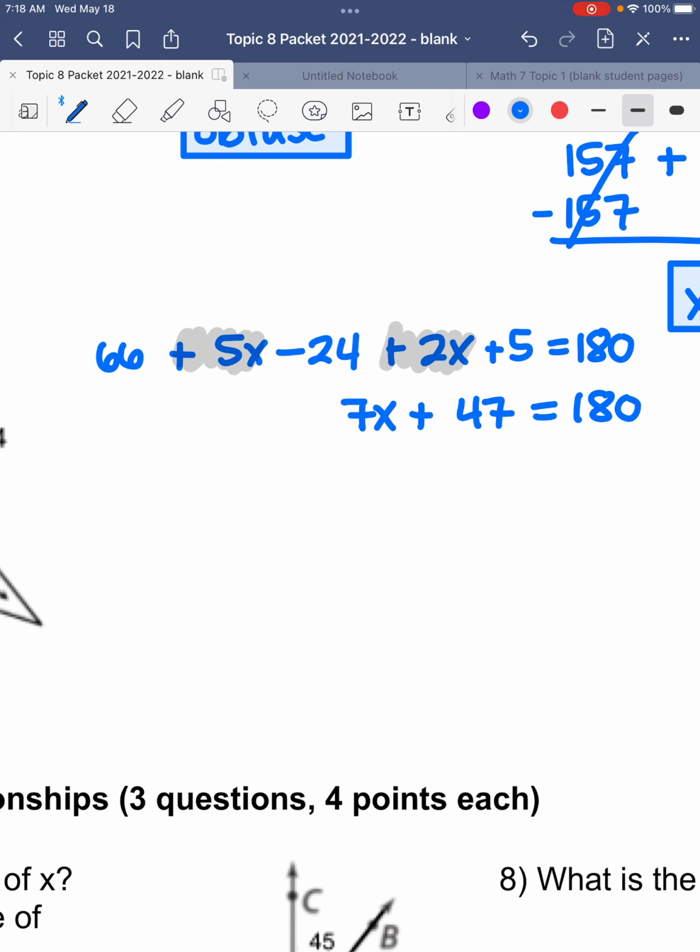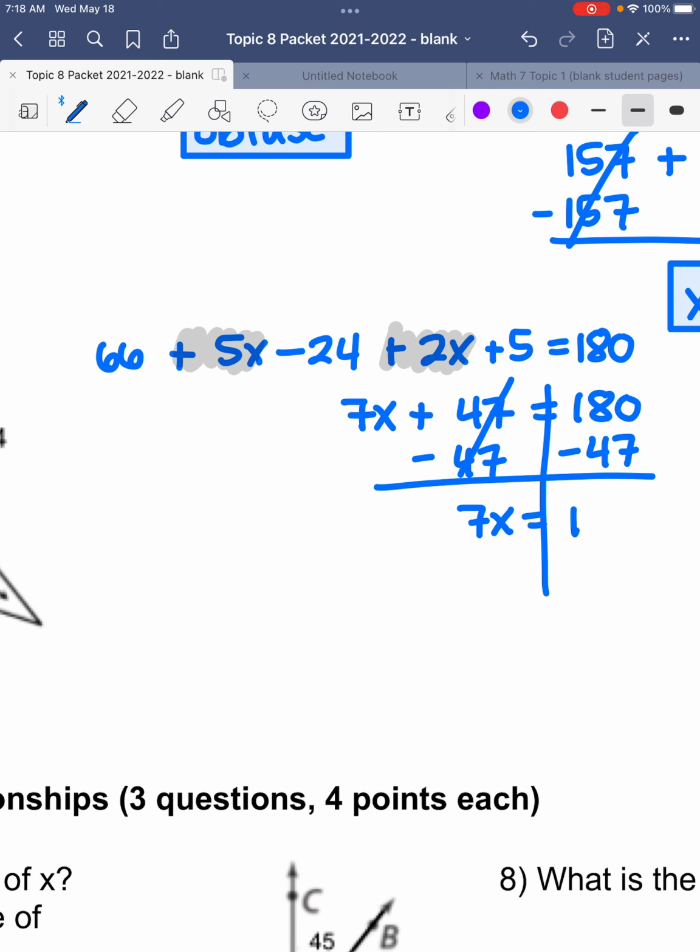Okay, so now this is a normal two-step equation that I know how to solve. I'm going to start by subtracting 47 on both sides of my equal sign. 47 cancels out and 7x is by itself. On the other side, 180 minus 47 is 133. Now to get that x by itself, I just have to divide by 7 on both sides. And when I do that, x equals 19.